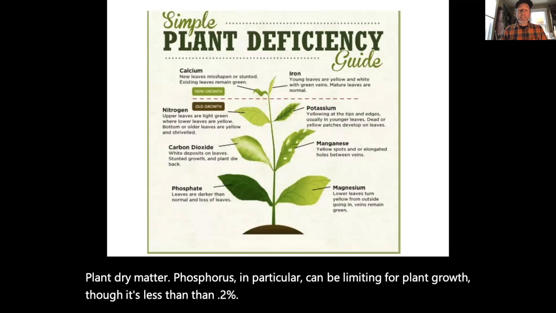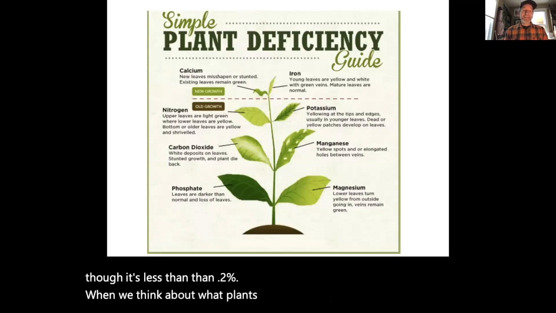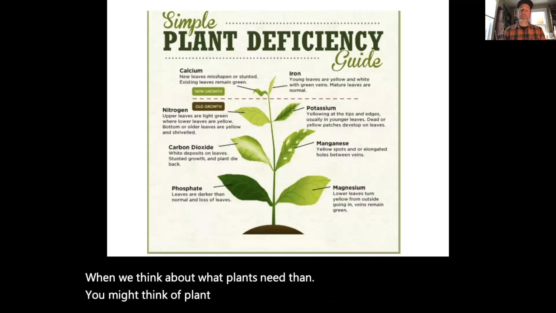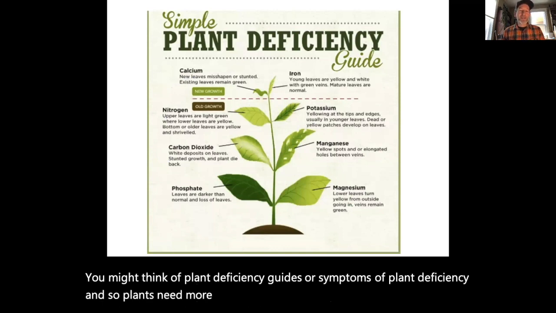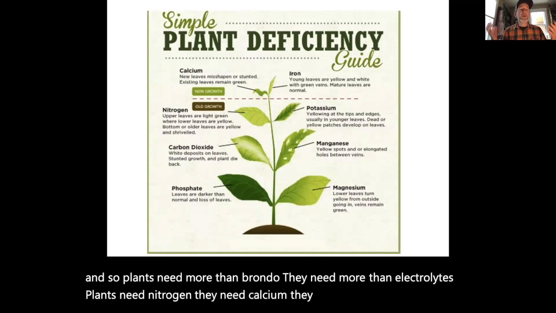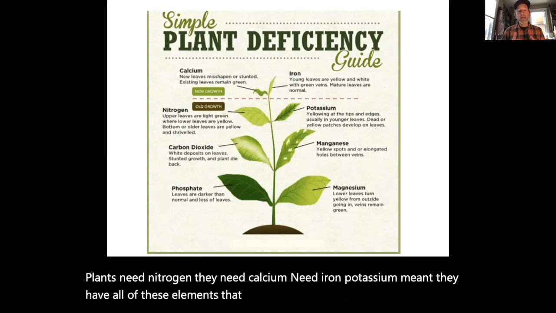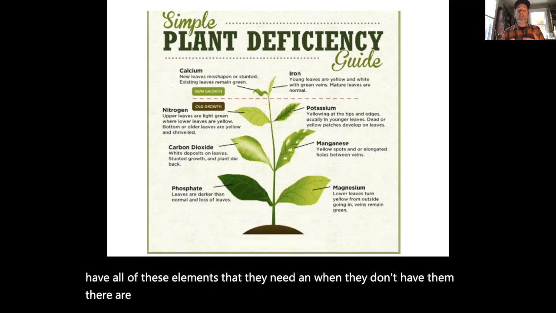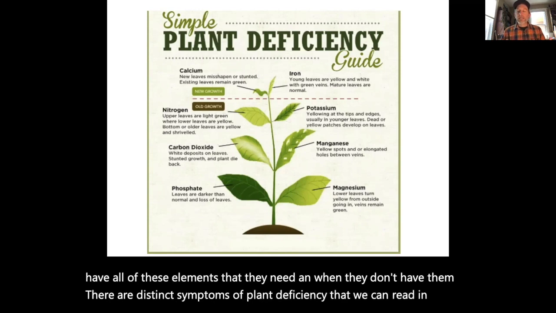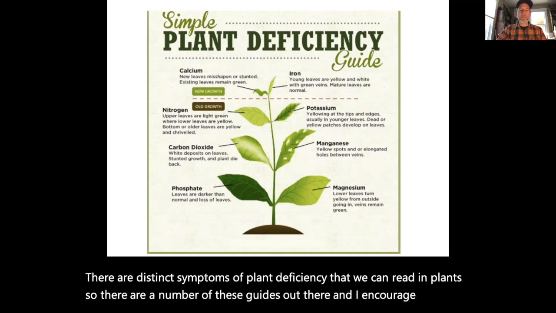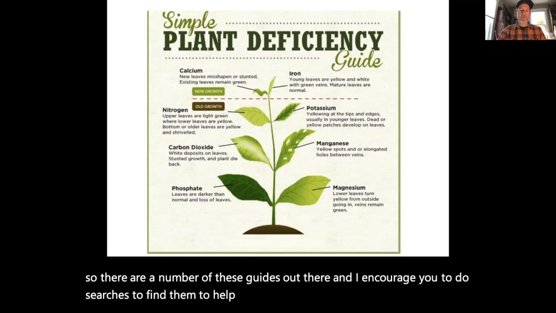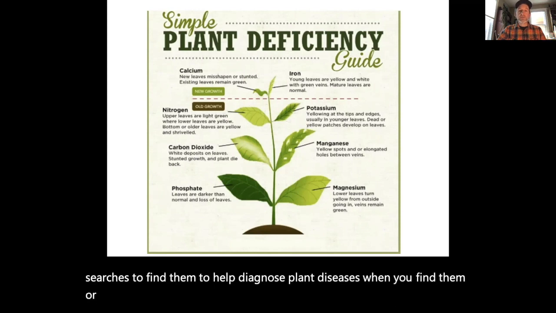When we think about what plants need, you might think of plant deficiency guides or symptoms of plant deficiency. Plants need nitrogen, they need calcium, they need iron, potassium, they have all of these elements that they need. And when they don't have them, there are distinct symptoms of plant deficiency that we can read in plants. And so there are a number of these guides out there, and I encourage you to do searches to find them to help diagnose plant diseases when you find them, or plant deficiencies in nutrients when you find them.